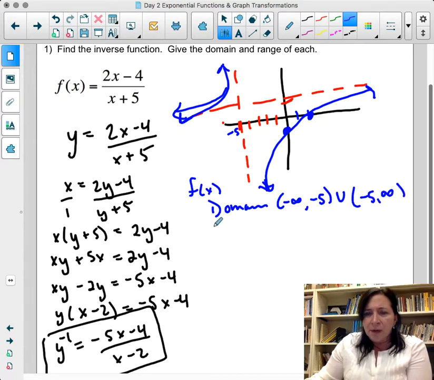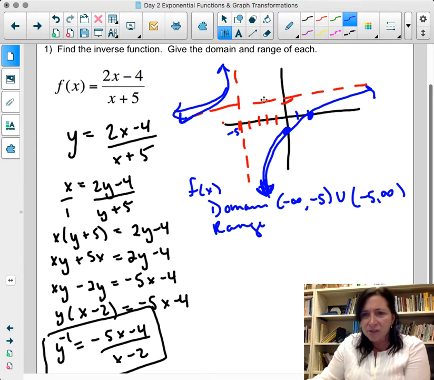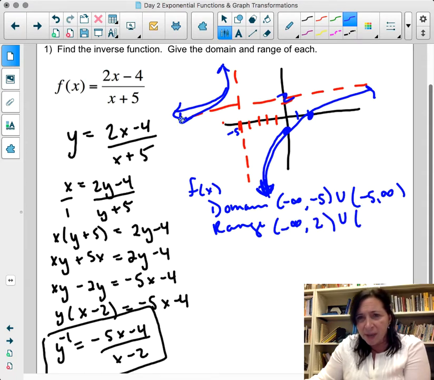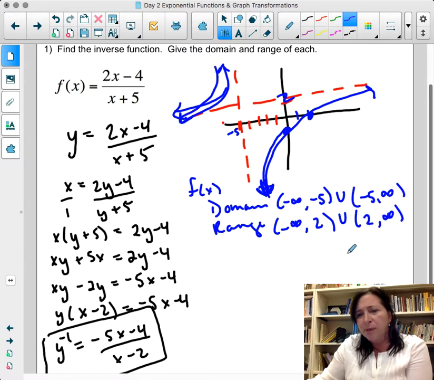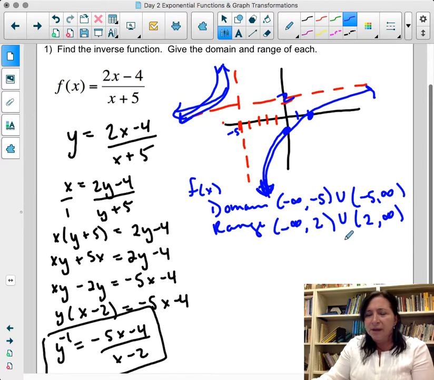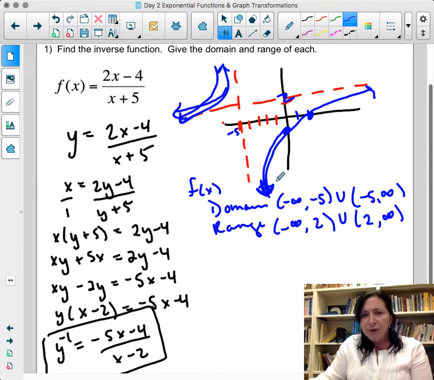Now, my range is always going to be low to high. So that's going to be low value, which is this keeps going down. And then when does that get high? Well, it stops here at 2 because I do have an asymptote there. So it's going to be negative infinity to 2 union, because then it picks back up again and goes up. So then it'll be 2 to infinity. And remember, you have to use parentheses because those are asymptotes, and you're not including your asymptotes in your graph.